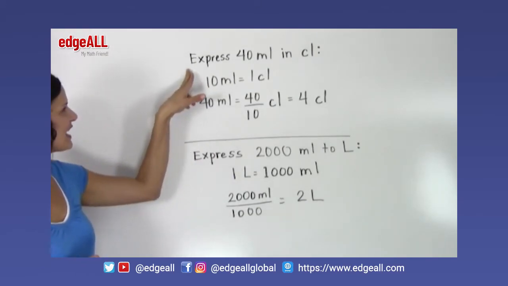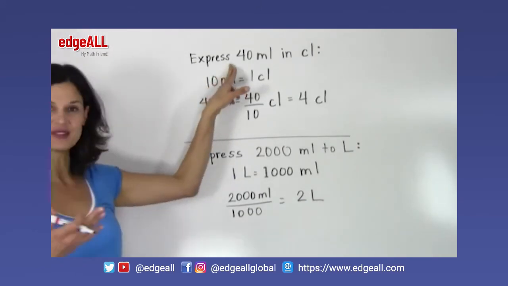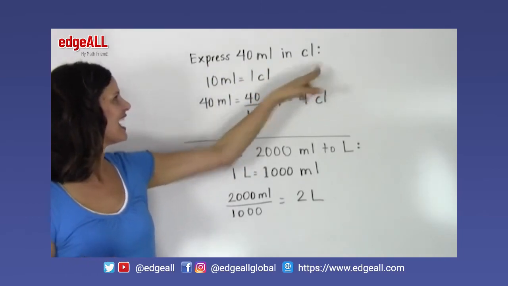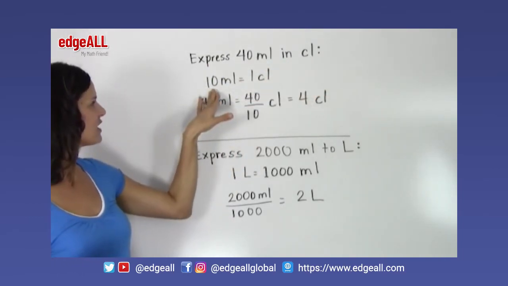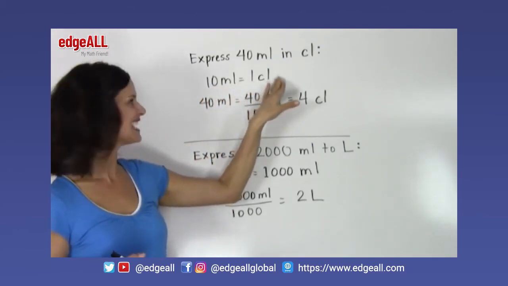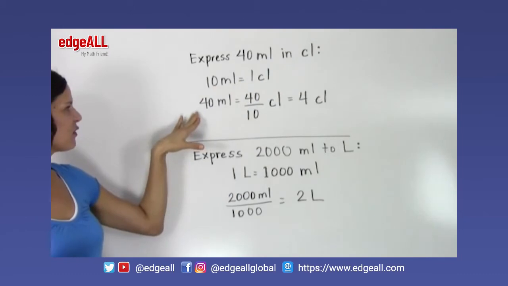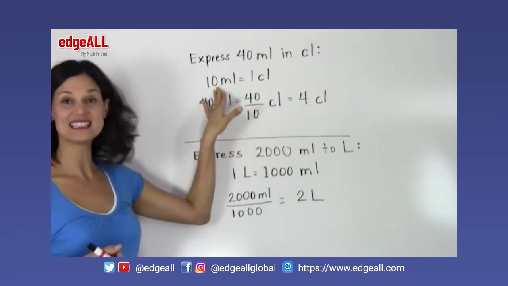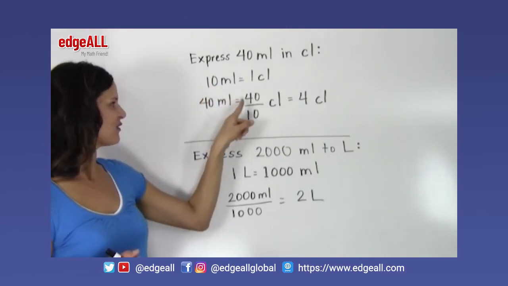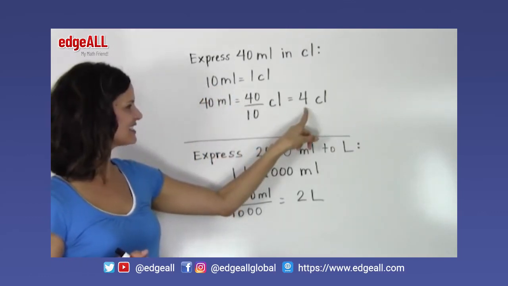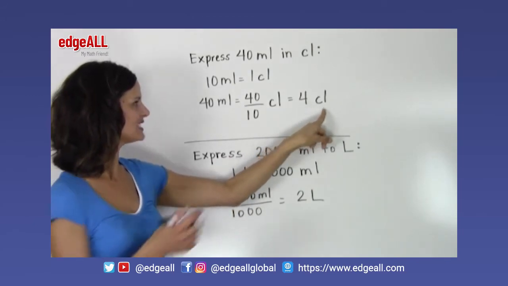In the first one, it asks us to express or convert 40 milliliters into centiliters. And so we take our equivalent of 10 milliliters equals 1 centiliter. And since we have 40 milliliters that we want to convert to centiliters, we need to divide by 10. So 40 divided by 10 equals 4, and that tells us our answer here of 4 centiliters.